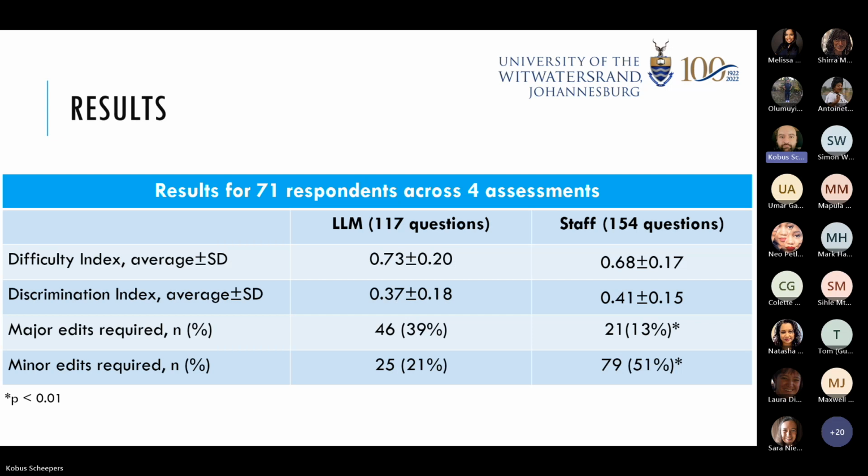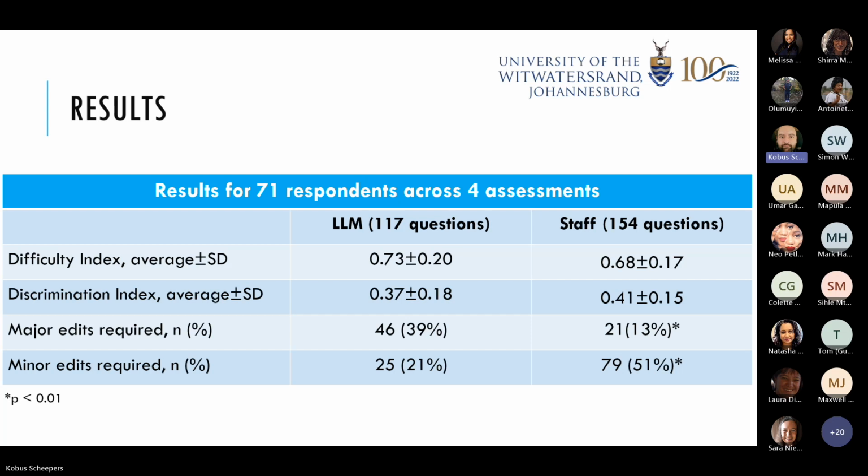Here are our results. So we calculated for the language model questions. We had 117 questions that came from language models. And from our staff, we had 154 questions. And I'll explain why there's such a difference between the number of questions. But for these, we calculated the difficulty index and the discrimination index. As you know, the difficulty index, as it comes closer to 1, the question becomes easier. So the language model questions were very slightly easier than questions from our staff, but not by much, and it wasn't significant.